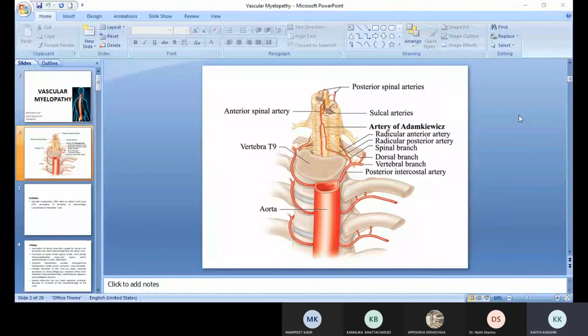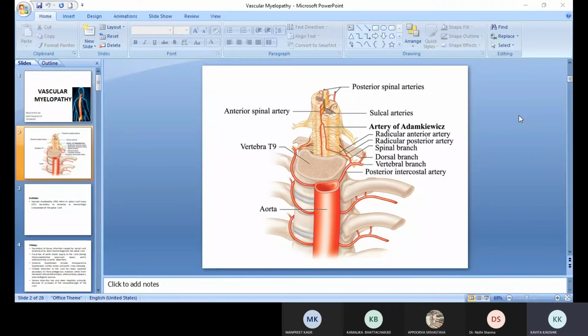Anterior spinal artery and posterior spinal artery. The anterior two-thirds of the spinal cord is supplied by the anterior spinal artery, and the posterior part is supplied by the posterior spinal arteries, and there are two posterior spinal arteries. These are the branches of the vertebral artery, and the aorta gives the branches of Adamkiewicz, which supply the anterior part of the spinal cord, through radicular anterior artery and radicular posterior artery, and these are the spinal branches of the aorta.